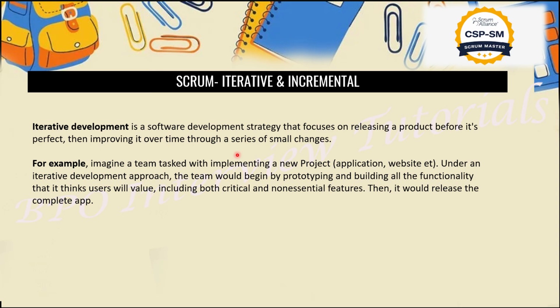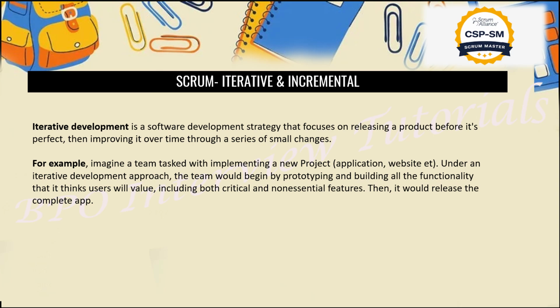Guys, don't worry, by the end of this video you will find 2 examples that will give you a clear understanding of the iterative and incremental approach. Let's see an example. Imagine we have a team and we have been asked to work on a new project. Let me consider a website or application, and we are working on it with the help of the iterative method. The team will start building up the prototype and the functionality that they think users will value, including both critical and non-essential features. Then they would release the complete app. In this way they will complete the project. This is the iterative property.